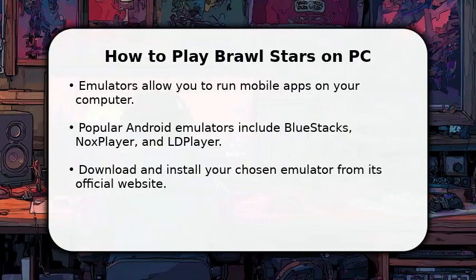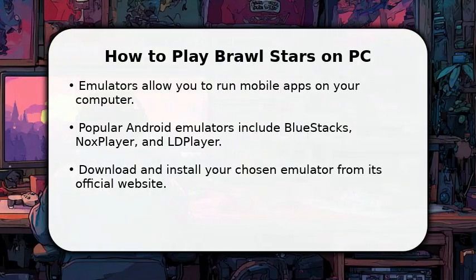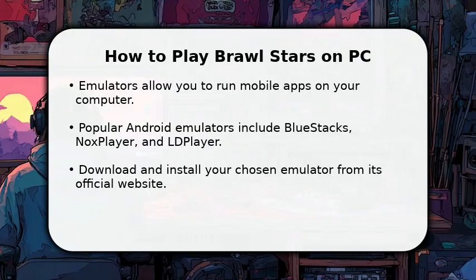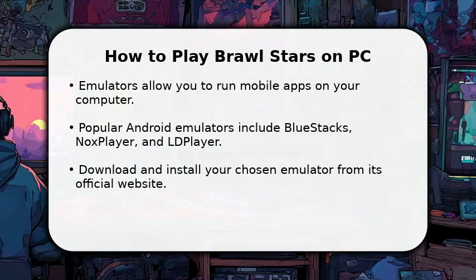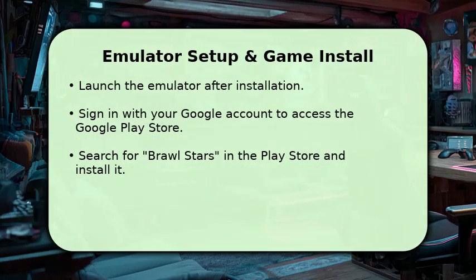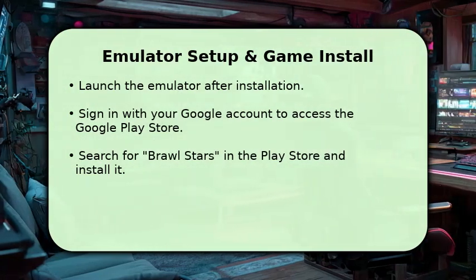Head over to the official website of your preferred emulator and download the installer. The installation process is straightforward and usually takes just a few minutes to complete. Once the emulator is installed, launch it from your desktop.